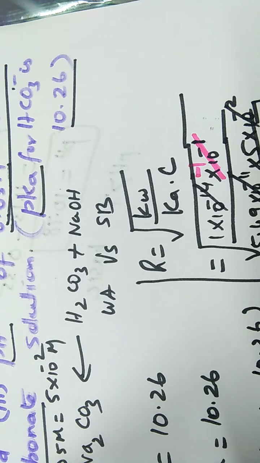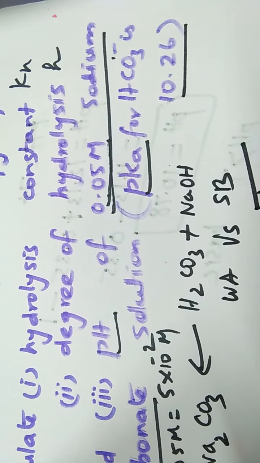pH is greater than 7, the solution is basic. Okay, so this is how the problem is done. You understand? So hope you have understood these two problems, which are very important. Okay, so you must be able to do the problems based on salt hydrolysis.